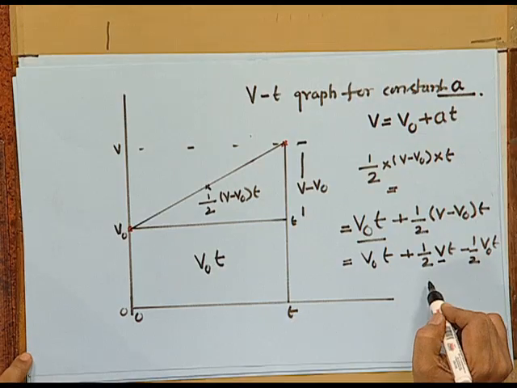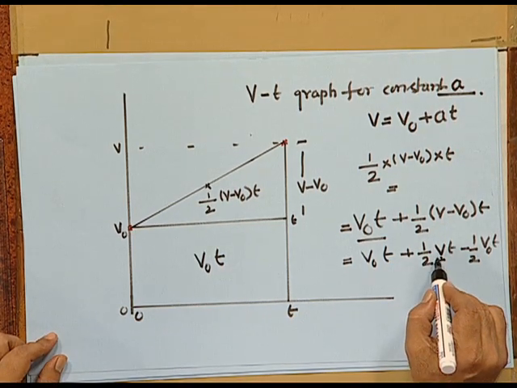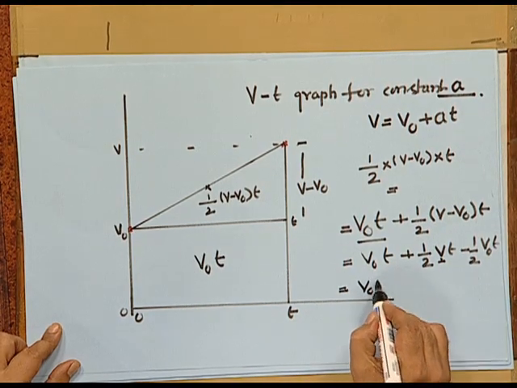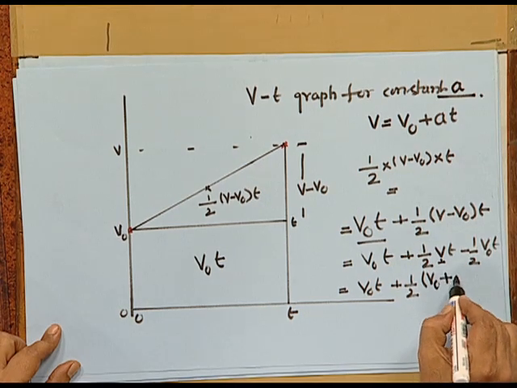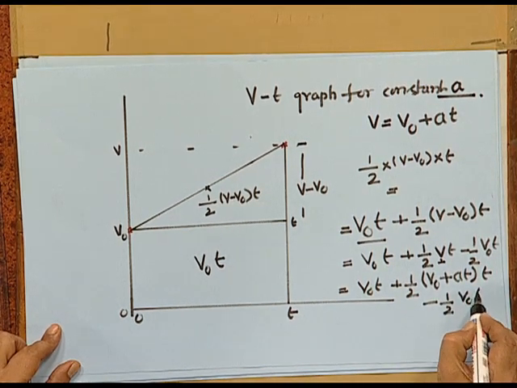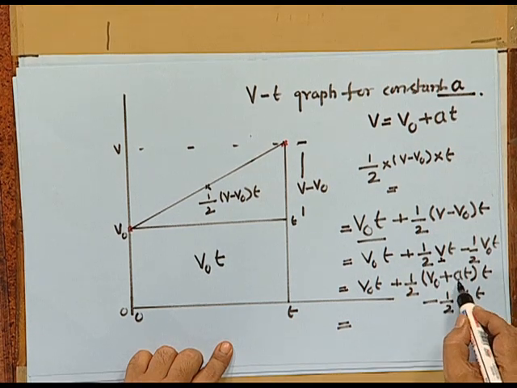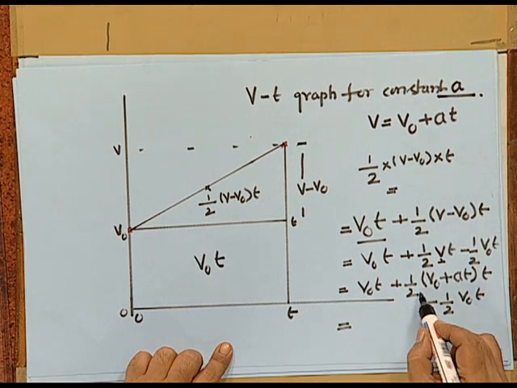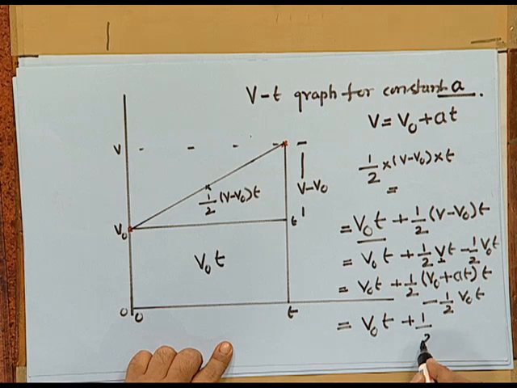Now, if you want to remove this v, which is the velocity at time t, then we use the first equation which we have already derived, where the velocity varies with time but constantly. It means acceleration remains constant. We can substitute for v. We will write it as v0 plus at, into t minus half v0t, which when simplified becomes v0t plus half v0t plus half at squared minus half v0t. So this half v0t and this half v0t cancel, and we get v0t plus half at squared.